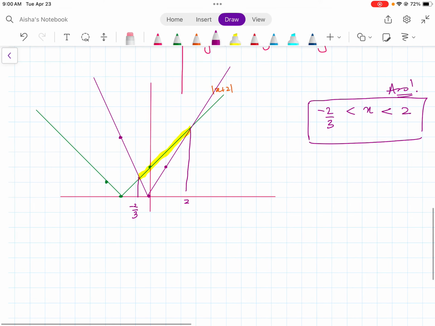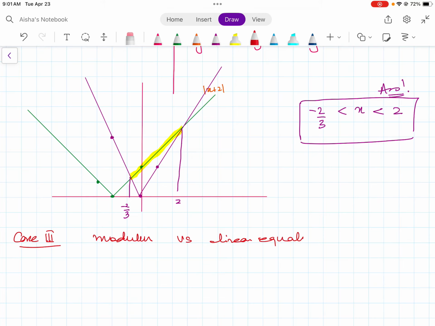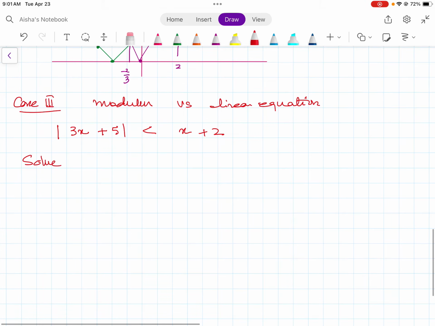modulus on both sides. Okay, this was case 2. Let's discuss case 3 where you have modulus versus a linear equation. So for example, you have something like modulus of 3x plus 5 is less than x plus 2. Let's solve it.